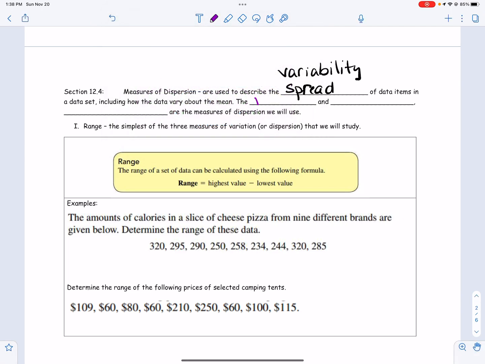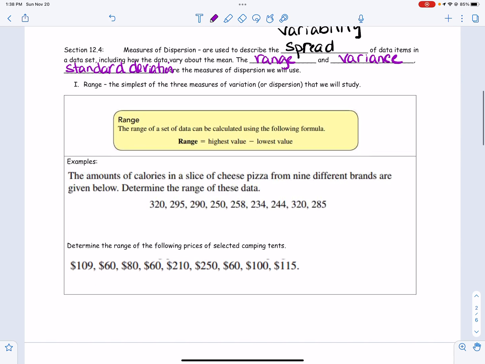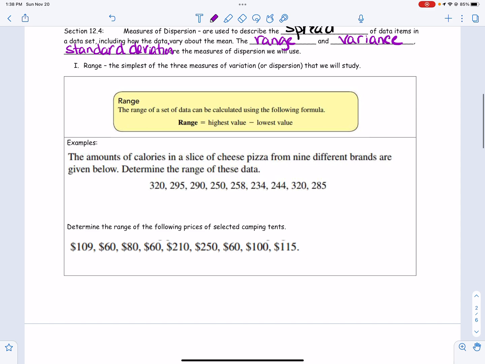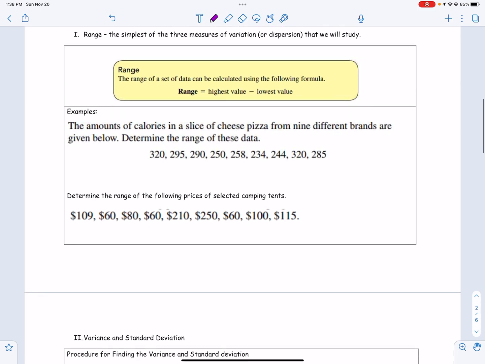One is going to be the range. The other is going to be the variance, which we have to find until we can find the standard deviation. Okay, so the easiest is the range. That is just the high score minus the low score, and that's all we have to do.